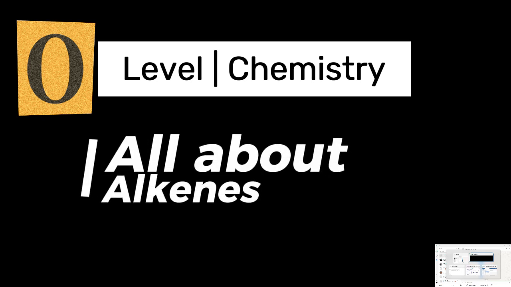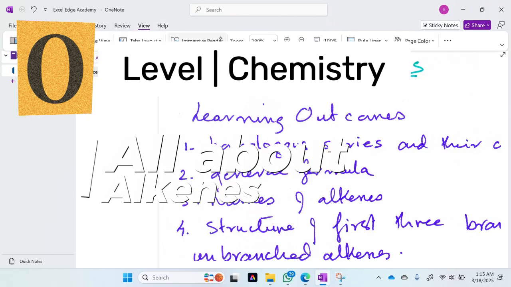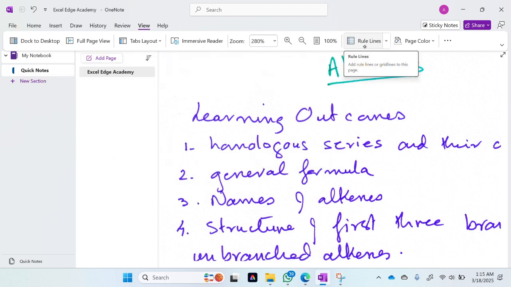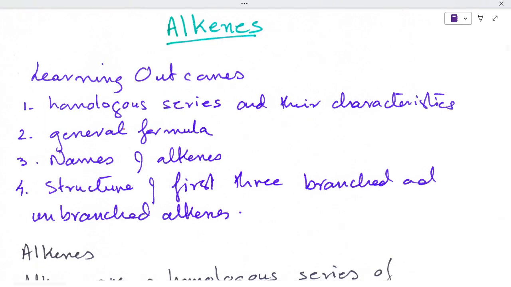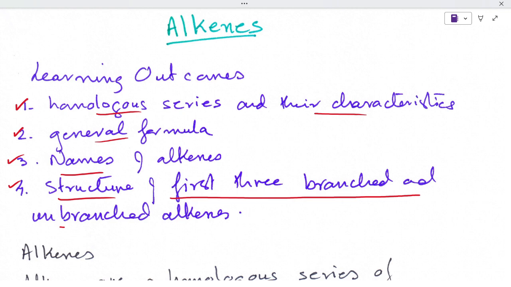Hello viewers, now I am going to teach you alkenes. So the learning outcomes of alkenes. Number 1, homologous series and their characteristics, their general formula, their names and structure of first 3 branched and unbranched alkenes.